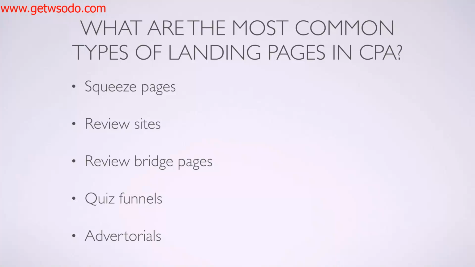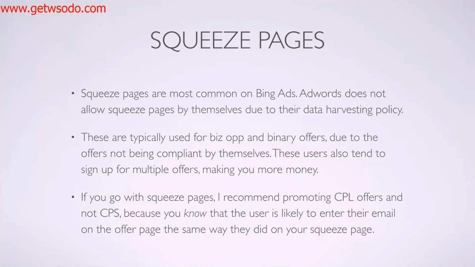And finally, advertorials. So let's talk a little bit about squeeze pages, and I'll actually show you an example for each one of these types of landing pages as to what I'm talking about. So squeeze pages are most common on Bing Ads. AdWords does not allow squeeze pages by themselves due to their data harvesting policy. So if there's any obvious sign that the goal of your landing page or website is to collect somebody's personal information, AdWords will suspend you for that.